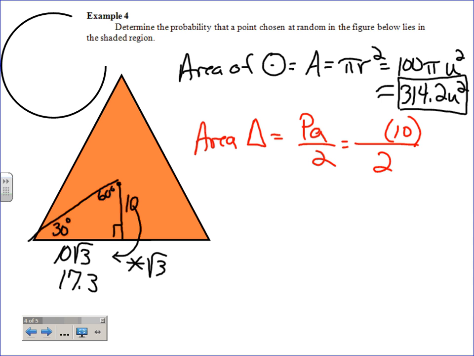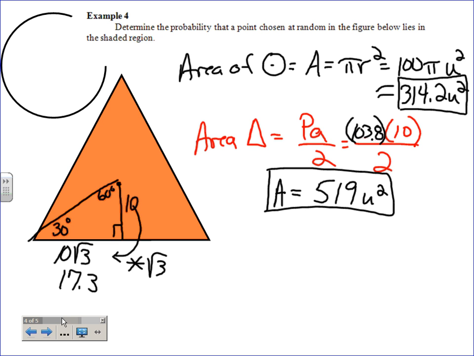How many of these little segments again? 6 of them, right? So take 17.3 times 6 to get the perimeter, which I will then put right over here. It's probably pretty big, huh? Yep, 103.8 times 10 is, see why I like 10? You just move the decimal over. 1,038 divided by 2. So 519. And again, if you like the unit squared, that's fine.